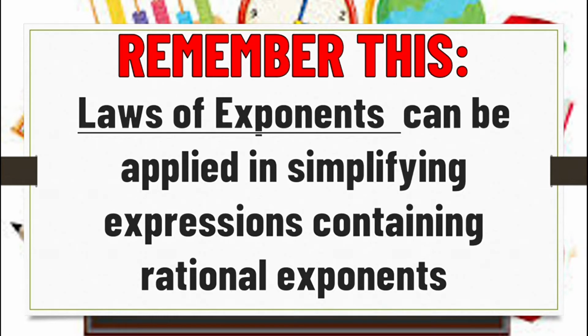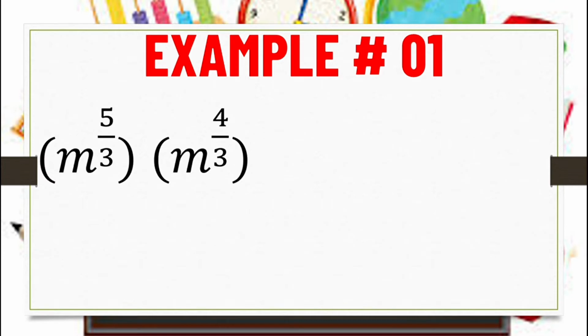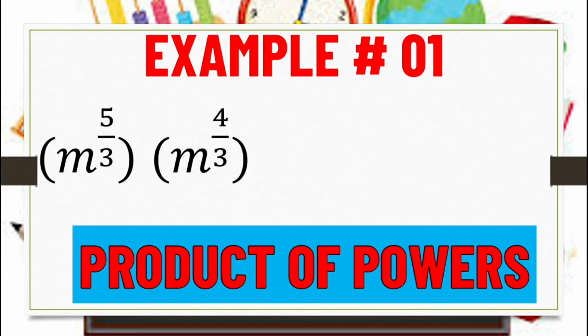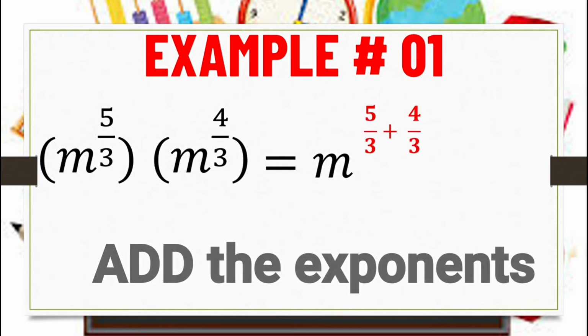With this, let's try to have our first example. Quantity m raised to 5/3 times quantity m raised to 4/3. This expression can be simplified using the product of powers. In our law of exponent, all we need to do is to copy our base and simply add our exponents.